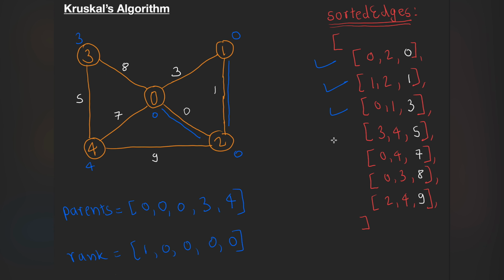Now we'll move to the fourth edge. This connects vertex 3 and 4. The parent of 3 is 3. The parent of 4 is 4. Both the parents are different, so we need to do the union operation. The rank of 3 is 0. The rank of 4 is also 0.